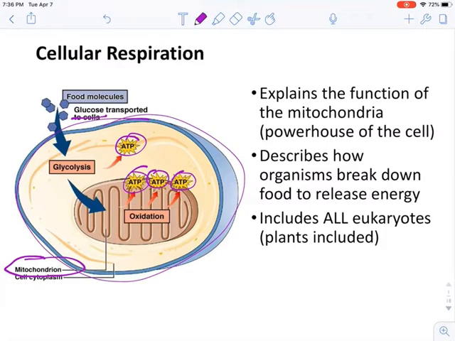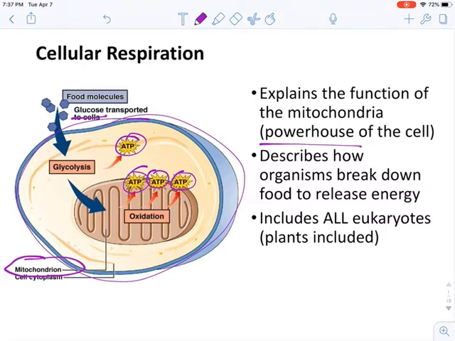Long ago, you learned that the mitochondria is the powerhouse of the cell, which is kind of a stupid definition to teach kids because it doesn't really explain what a powerhouse is, but it's basically the location in the cell where all of the energy is going to be released. So if a cell needs to do any kind of work, this is where that energy is going to come from. Basically, cellular respiration describes how cells, and by the way, this includes plants, animals, fungus, protists, anything that's a eukaryote, break down our food and actually get energy from it.